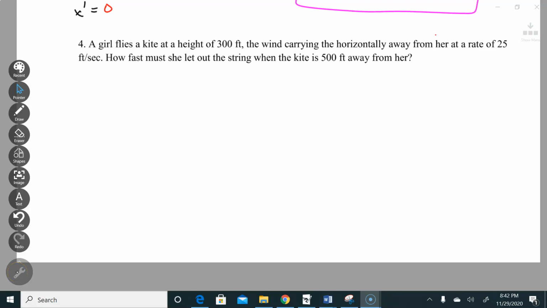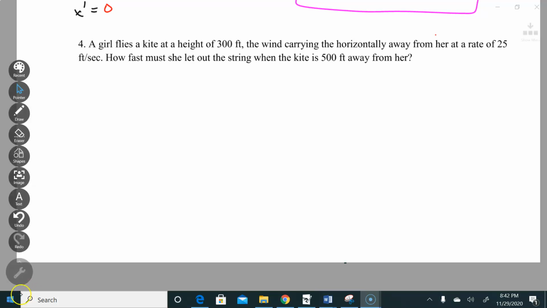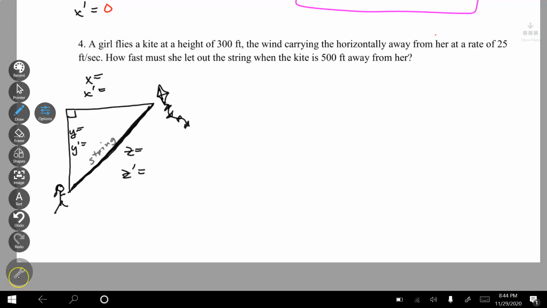Okay, I have a girl flying a kite at a height of 300. And the wind is blowing at 25 feet per second. How fast must she let out the string when the kite is 500 feet away? Well, we're going to draw out the problem, and we're going to see what we know and what we don't know. Well, let's see what I know. It says she's flying a kite at a height of 300 feet. Well, that's side Y. That goes 300 here. The wind's carrying horizontally away at 25 feet per second. 25 feet per second. That sounds like a rate.